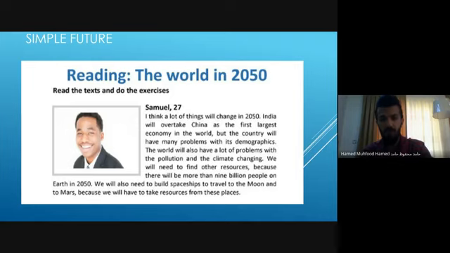We will need to find other resources because there will be more than 9 billion people on Earth in 2050. We will also need to build spaceships to travel to the moon and to Mars, because we will have to take resources from these places. This is what Samuel says about the world in 2050.